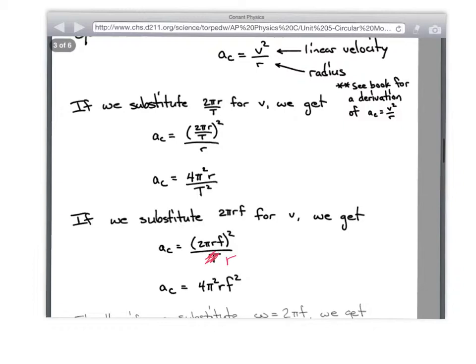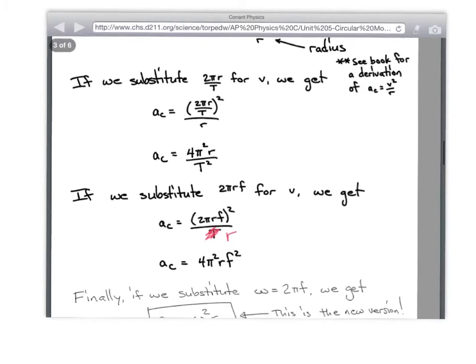Oh, and v is 2 pi r f, which I don't know if you ever did or not. If v is 2 pi r over t, it must also therefore be 2 pi r f. And then I got 2 r's on top and 1 r on bottom. One of them cancels. So, yeah. That's a weird way to do that. I don't like how I did that. Whatever.